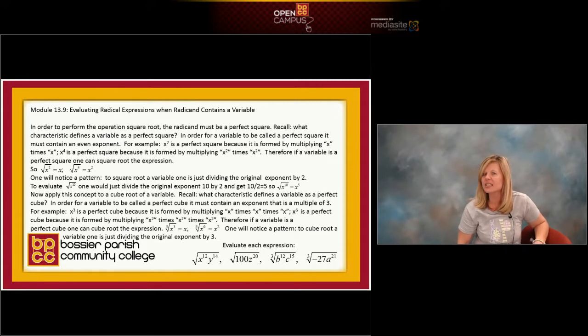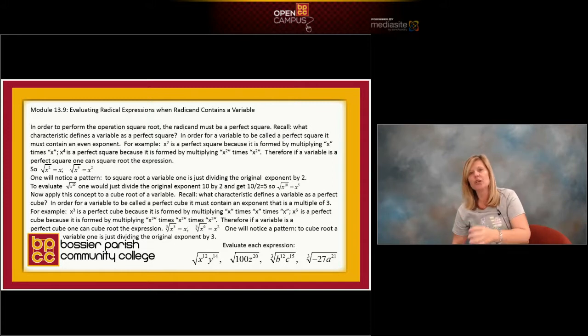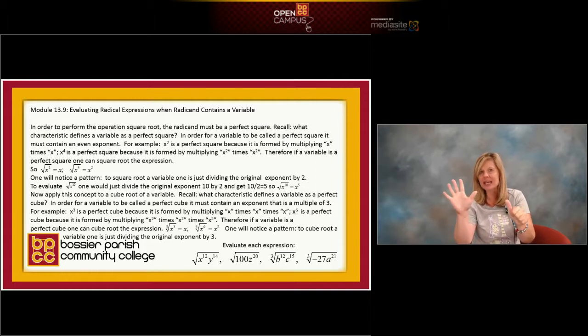Now what I want you to see is a pattern. There's a quick way to do a cube root of a variable. What you're really doing is taking that original exponent and dividing it by 3. If I have the cube root of x cubed, I take my exponent 3 and divide it by 3, and my new exponent is 1. When I do the cube root of x to the sixth, I take that exponent 6, divide it by 3, and I get my new exponent, x squared.